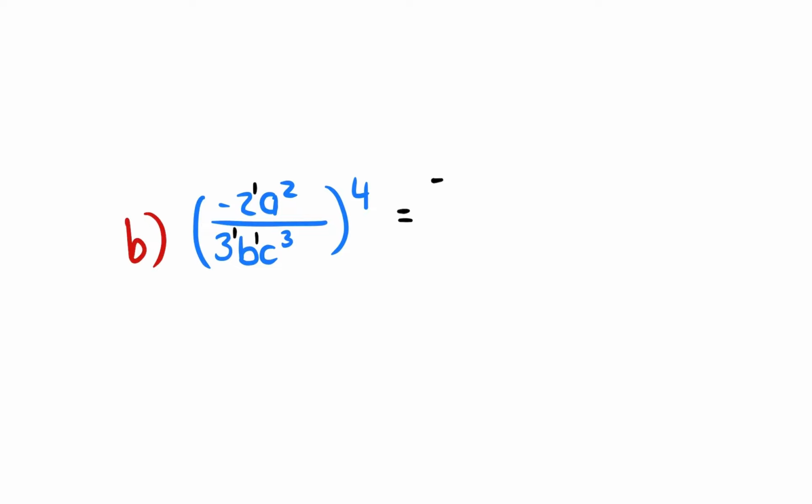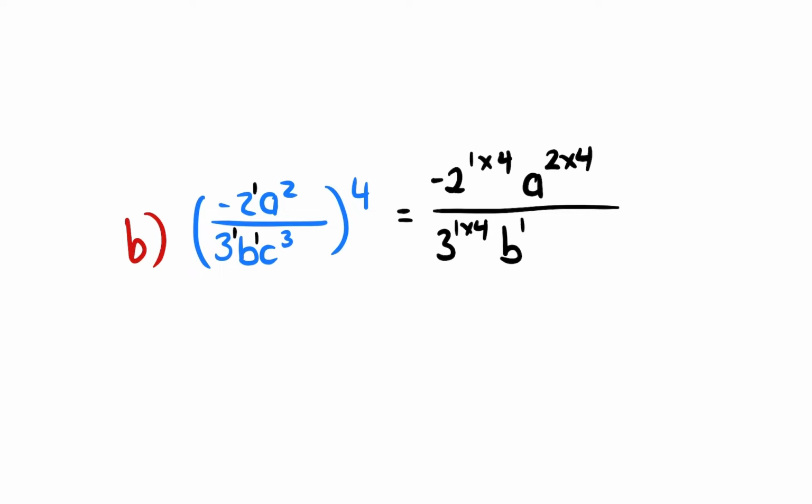So now let's go ahead and do the same thing. We're going to go 1 times 4. So the 1 is the 2's power, and the 4 is the outside the brackets. Keep that A, and we're going to go 2 times 4. The 2 is the A's power, and 4 is outside that brackets. We just keep repeating with the rest of the numbers, so we end up with 1 times 4 for the 3. Same thing for the B, 1 times 4. And for C, we have 3 times 4.